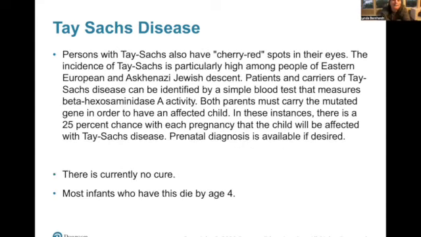The kid with Tay-Sachs ends up with cherry red spots in their eyes, and it tends to be particularly high among people of Eastern European and Ashkenazi Jewish descent. It is a genetic condition, so when we cover genetics, you'll see how it all plays out, but basically both parents have to be a carrier. You can be a carrier of this genetic disorder and not actually have the disease. If two people are both carriers, then every time they have a baby, there's a 25% chance this baby will be born with Tay-Sachs.